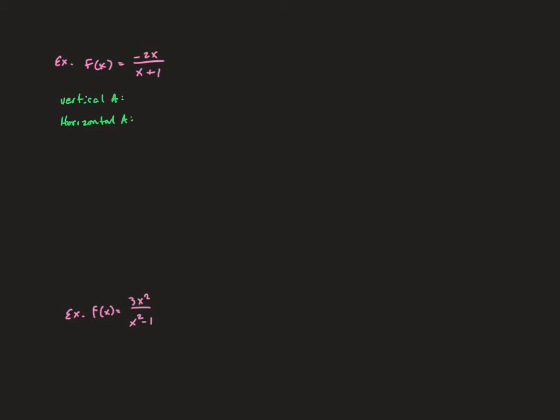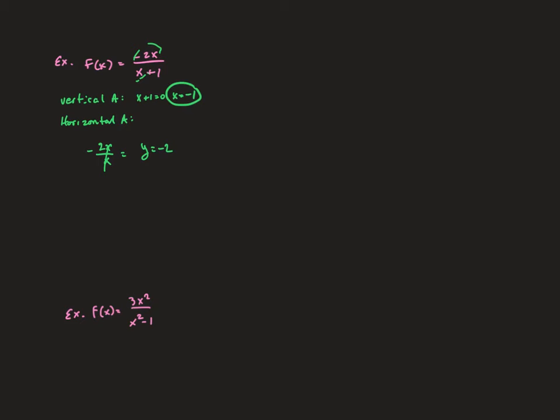My vertical asymptote was when my denominator equals 0. So that is going to be when x plus 1 equals 0, so x equals -1. That is going to be my vertical asymptote. My horizontal asymptote was, eliminating my variables here. So I had -2x over x. Those cancel out, so my horizontal asymptote is going to be y equals -2.